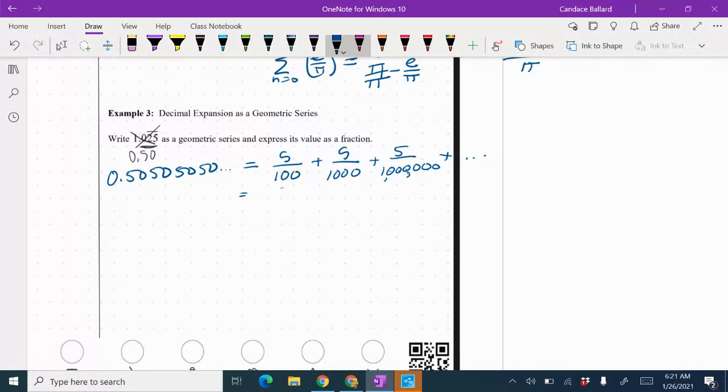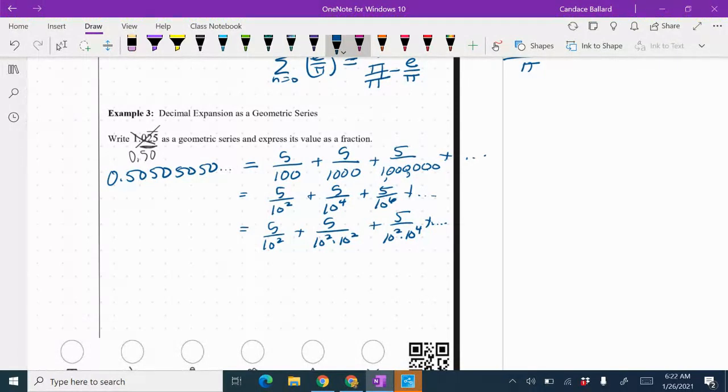I could rewrite that as 5 over 10 squared plus 5 over 10 to the 4th plus 5 over 10 to the 6th plus... I could rewrite that pattern as 5 over 10 squared plus 5 over 10 squared times 10 squared plus 5 over 10 squared times 10 to the 4th plus... And so I'm basically trying to see what is repeated and what is the ratio.